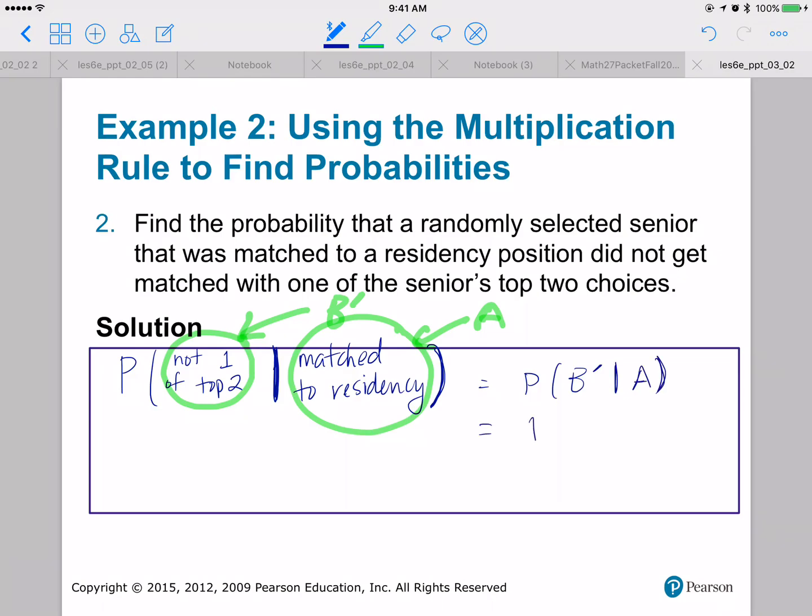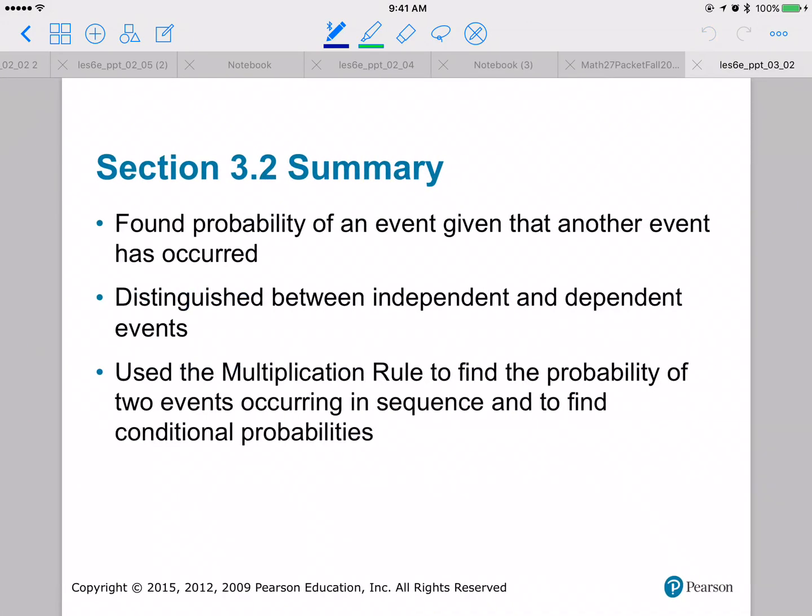This is going to be 1 minus the probability of B given A. And the probability of B given A is 0.82. So we have 1 minus 0.82, which should be 0.18, which is 18%. Okay. And in summary, what we've done here is we've used the multiplication rule to find the probability of two events occurring in sequence and to find conditional probabilities.